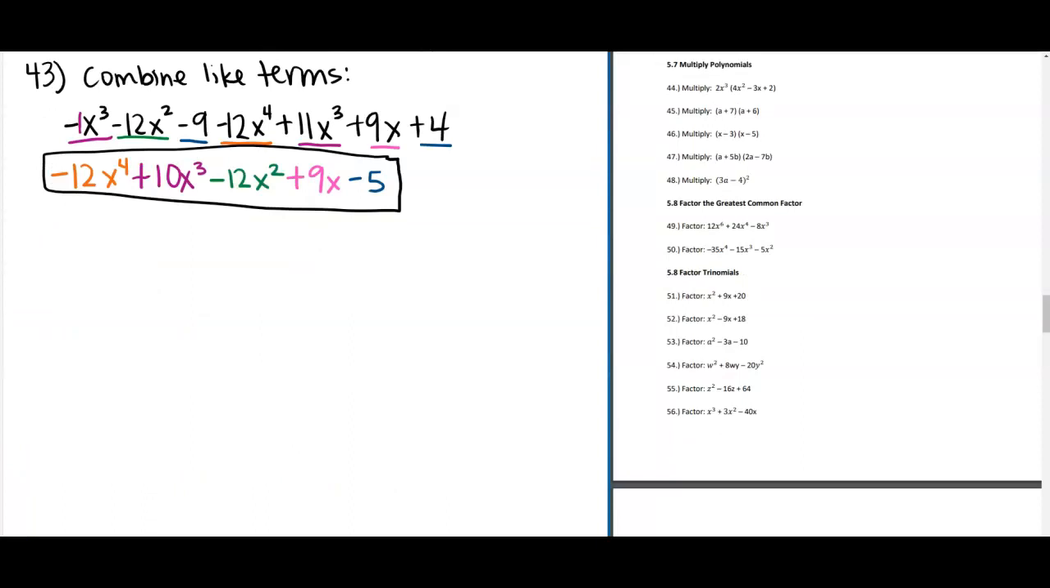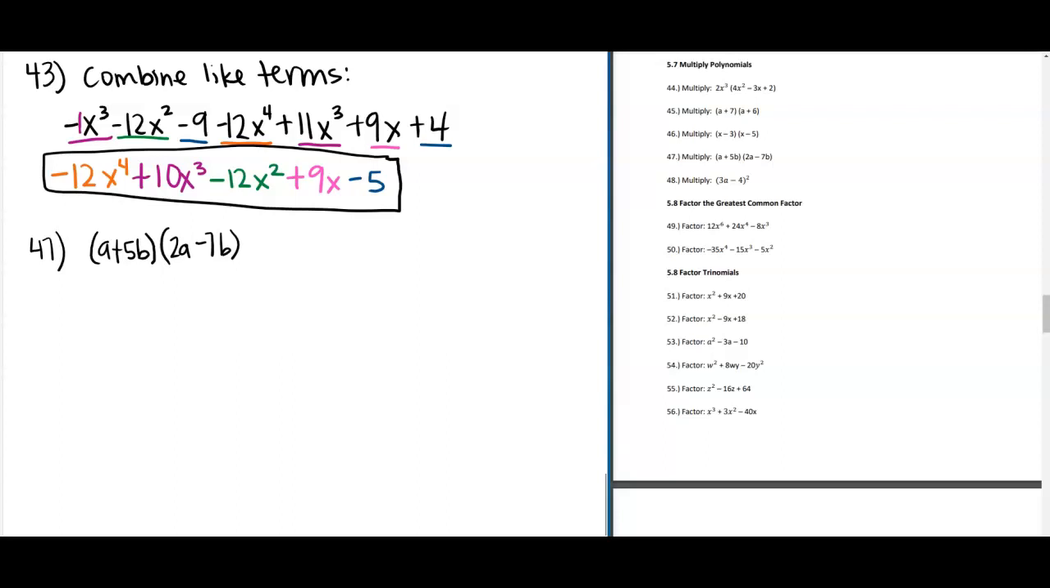All right, also in 5.7, we want to talk about how to multiply polynomials together. So let's look at number 47 next. Number 47 says a plus 5b in one parenthesis, and then 2a minus 7b. On this one, you're using FOIL, F-O-I-L. Some people use that little acronym to help them remember how to multiply these two binomials together.